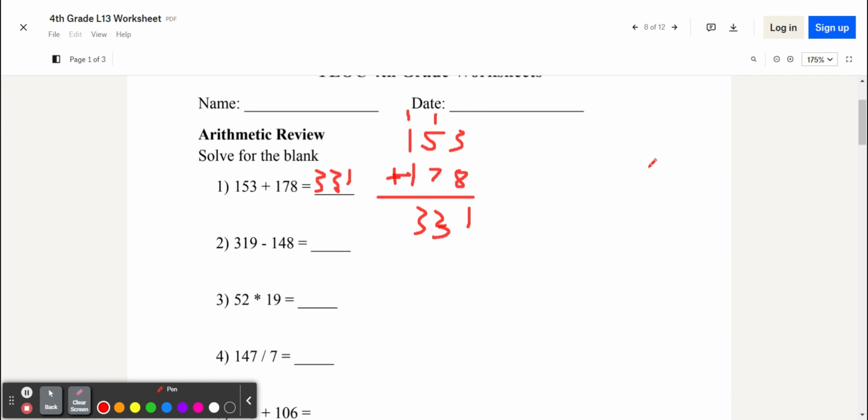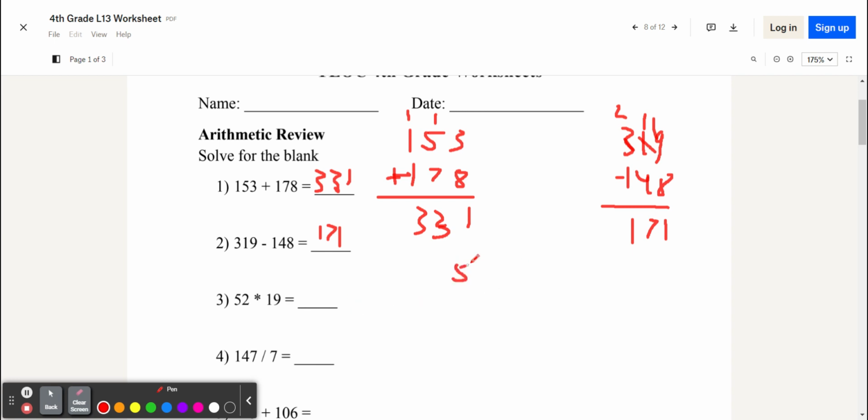Same thing for 319 minus 148. 9 minus 8 is 1. 1 minus 4, we need a little help. So 11 minus 4 is 7. 2 minus 1 is 1. So we would get 171.